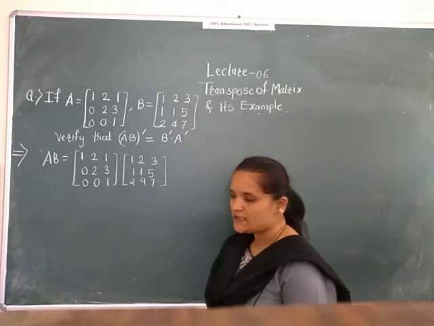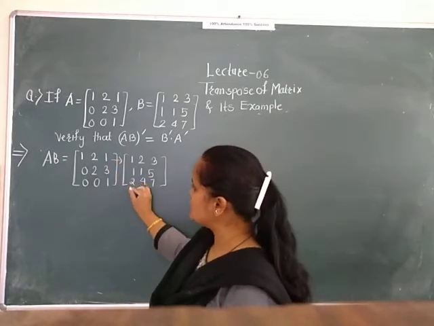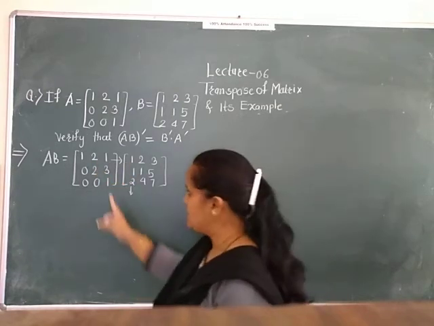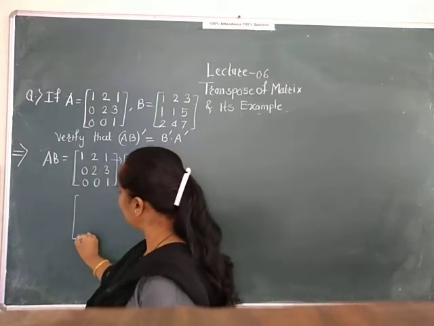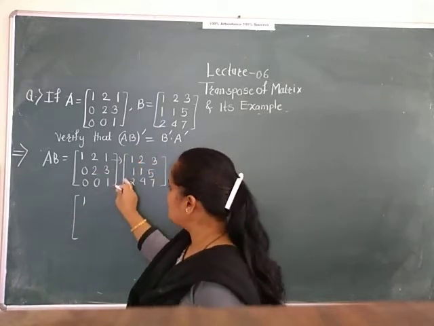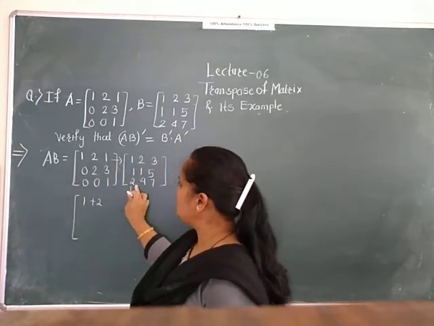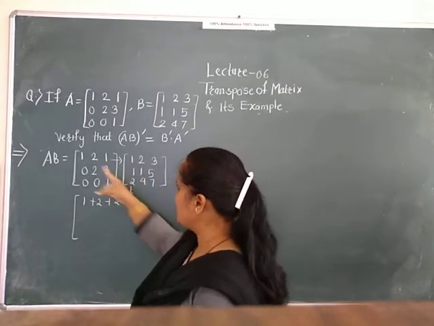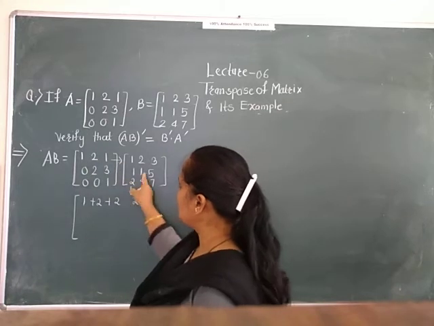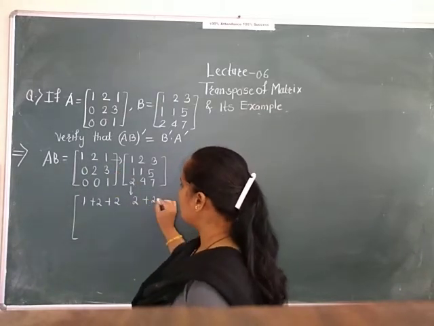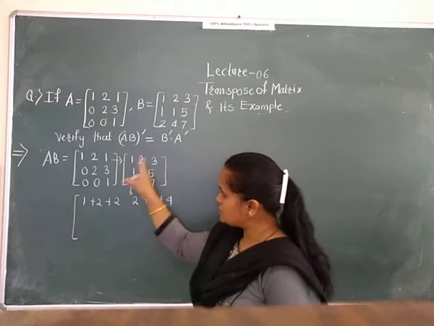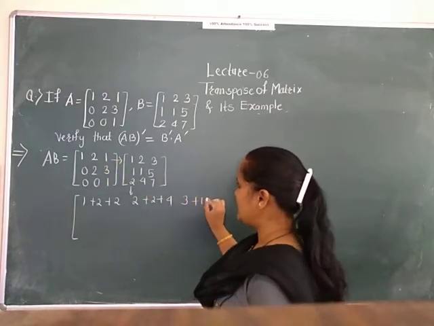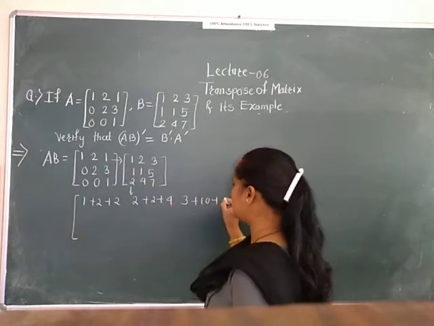Now for matrix multiplication, we take the first row multiplied with the first column, and corresponding elements will be multiplied. So 1 into 1 gives you 1. Then 2 into 1 is 2. 2 into 1 is 2. Then first row, second column: 1 into 2 is 2, 2 into 1 is 2, 1 into 4 is 4. First row, third column: 1 into 3 is 3, 2 into 5 is 10, and 1 into 7 is 7.